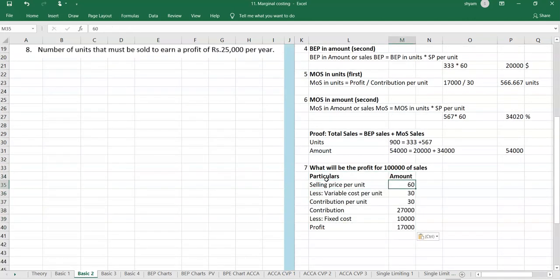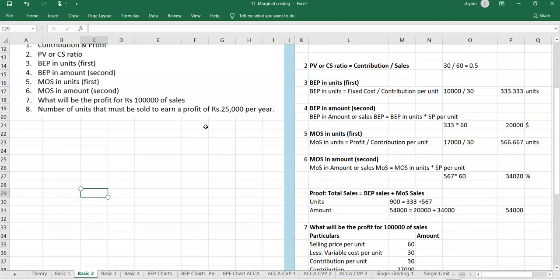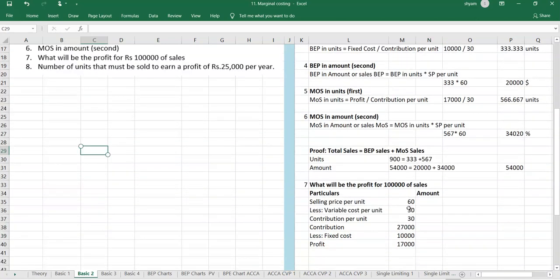Okay, so if selling price is 60, for 1 lakh units it would be how much? It would be 60 into 1 lakh. Okay, see, the sales is in amount. So 1 lakh is going to be the sales value, right? 1 lakh will be the sales value. We'll do the longer way, then we'll do the shorter way. So how many units is this? This would be 1 lakh, the sales amount, divided by 60 per unit.